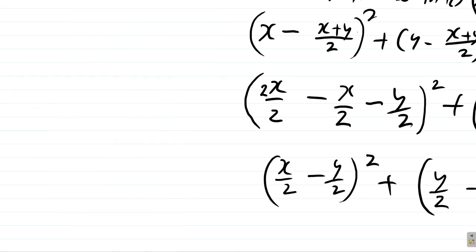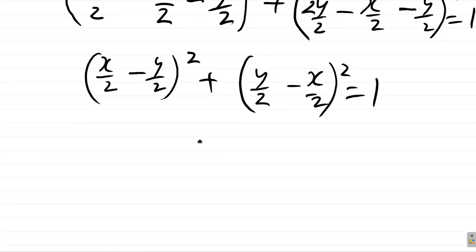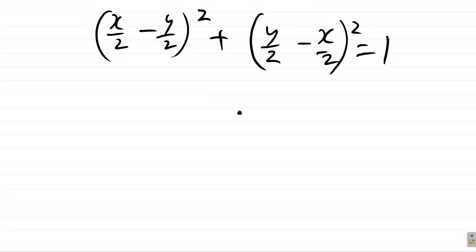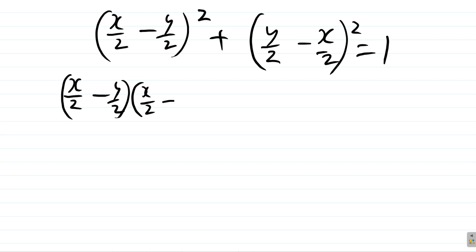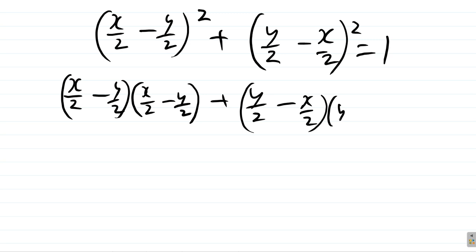But let's go back to our problem here. However you did it, you end up here. So what do you do? Alright. It is all squared, so let's rewrite it out. x over 2 minus y over 2 times x over 2 minus y over 2 plus y over 2 minus x over 2, y over 2 minus x over 2, right, equals 1. Okay. So now, let's multiply them out.